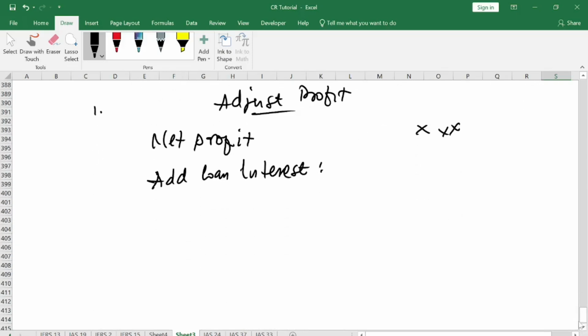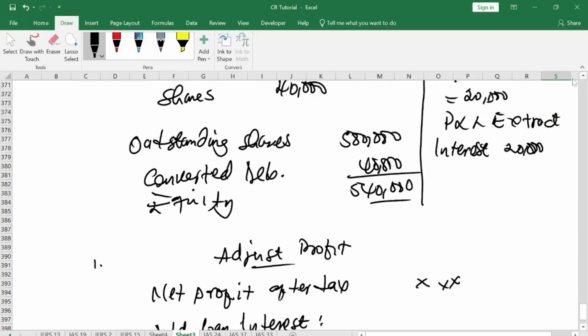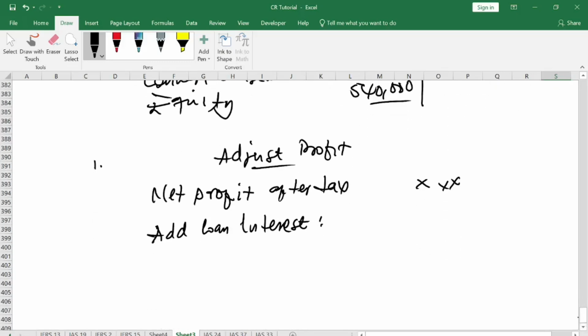So you see here net profit after tax, right? Then you add loan interest. This loan interest, as I earlier indicated, we are supposed to pay to the debenture holders, but because they decided to convert their debentures to ordinary shares, this interest will no more go to them. The company will absorb it. So when the company absorbs it, you add it to our net profit. Remember, watch here, net profit after tax means tax has already been taken from it.